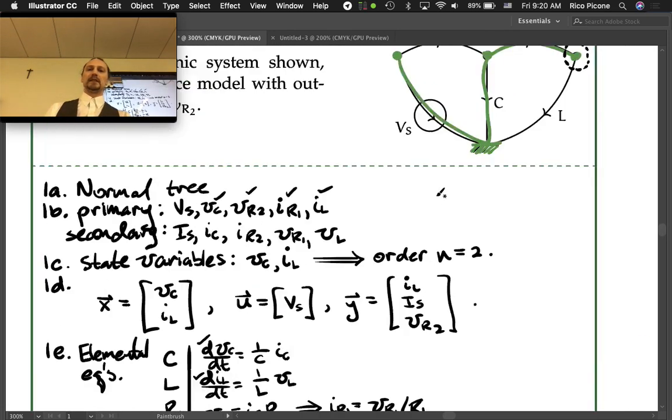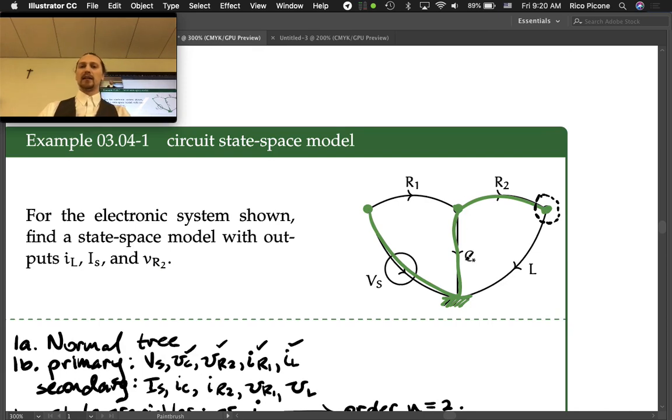Okay. The next continuity equation is going to come from drawing a contour that intersects only C. We can't do this contour. And why is that? Because it connects through 2 branches. Yeah, because it cuts through R2, which is also a passive element in the normal tree. So that's not what we want. It's okay if we do this node down here, but I wanted to show one that was maybe a little bit different.